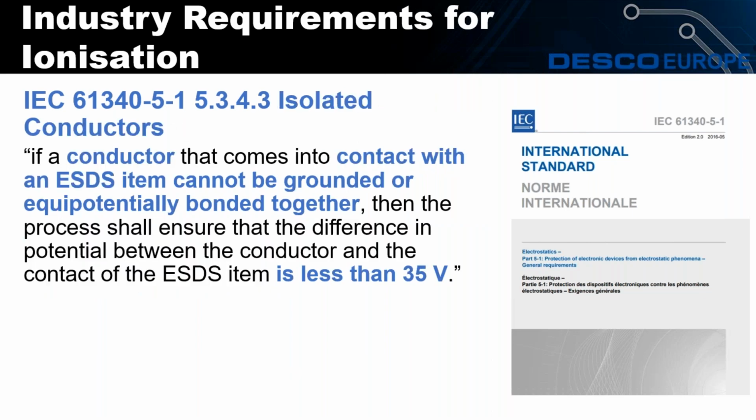And then we have isolated conductors. Now, if an isolated conductor comes in contact with a static sensitive device, what you could have is a charged device model. So if that isolated conductor cannot be grounded or potentially bonded together, then again, if the voltage on that isolated conductor is greater than 35 volts, then once again you would need to use an ionizer to neutralize any charges.